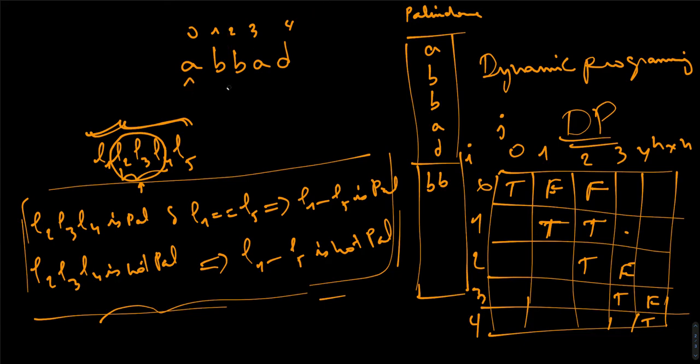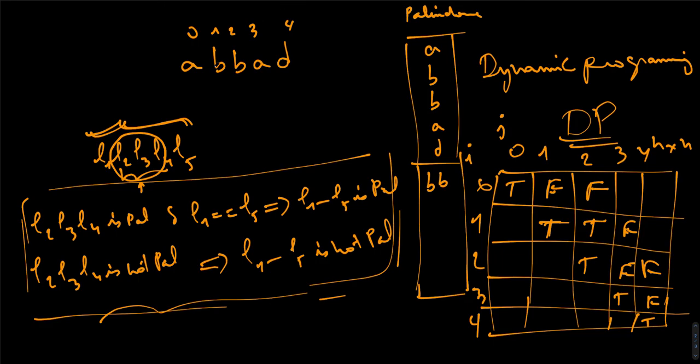1 and 3. So I'm trying to know if this substring is palindromic. Okay, 1 and 3. I know that the inner substring is palindromic. Okay, that is 2, 2. So it's true. But B and A are different. So here it's false. I'm going to do the same thing here. 4 and 2. So this substring A is palindromic, but B and D are different. So false. Now let's see 0 and 3.